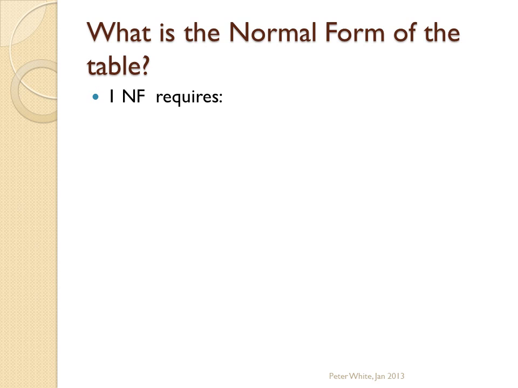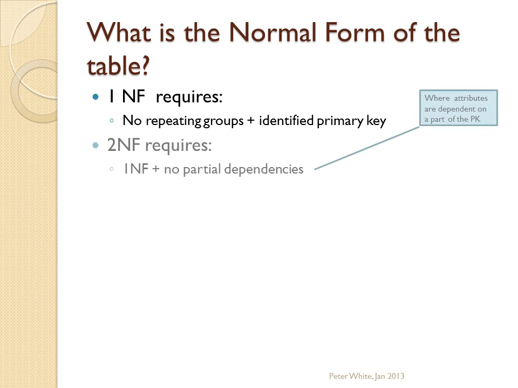So what is the normal form of the table? And this is the way we would go through it. You step through the requirements one at a time. In order to be in first normal form, you need no repeating groups and an identified primary key. We've got that. There aren't any repeating groups, and we have identified the primary key as receipt number.